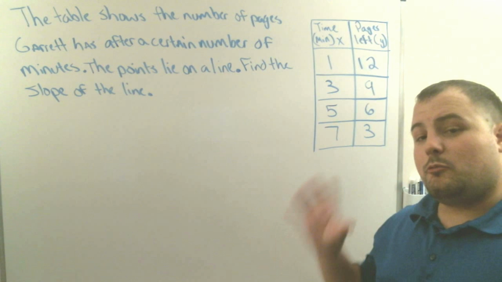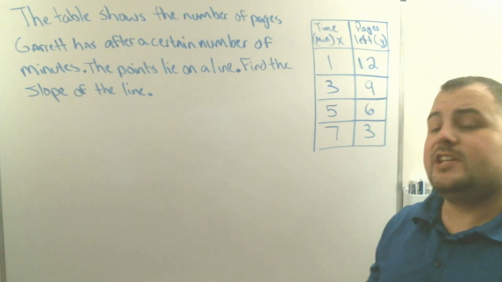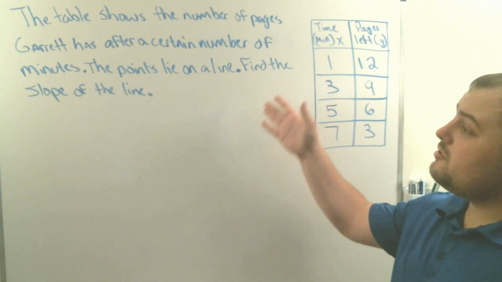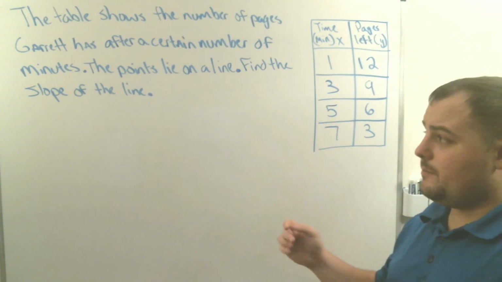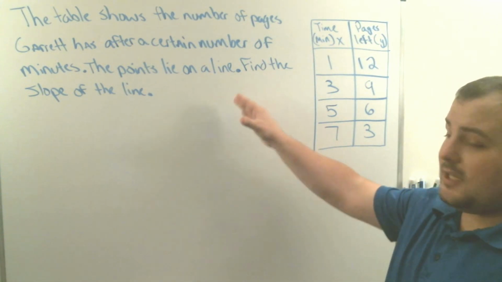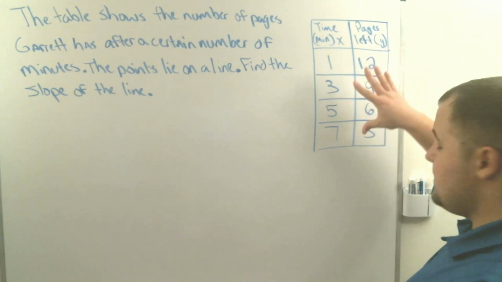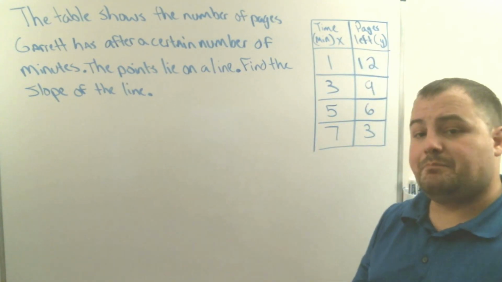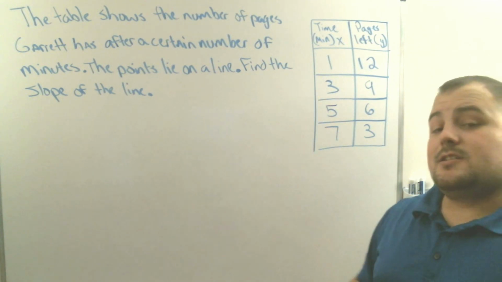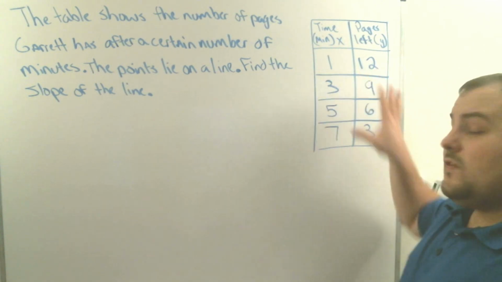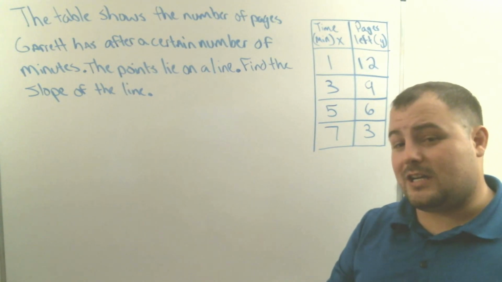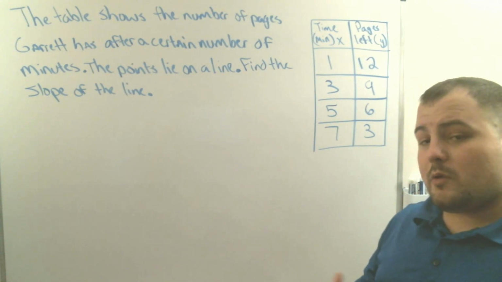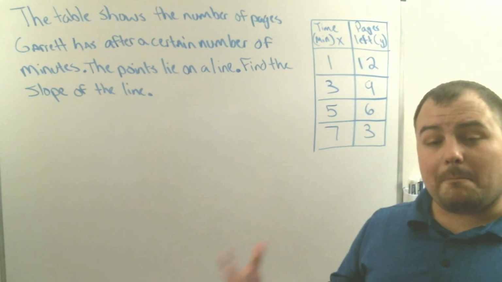In our third example, we're going to look at a table and find the slope of a table. It says the table shows the number of pages that Garrett has left to read after a certain number of minutes. The points lie on a line, so they're telling us this, if we were to graph it, makes a line. We need to find the slope of the line. So since we know that this makes a line, if you think about the previous lesson, we know that it's going to have a constant rate of change. So what we're going to do is we're going to find the slope.